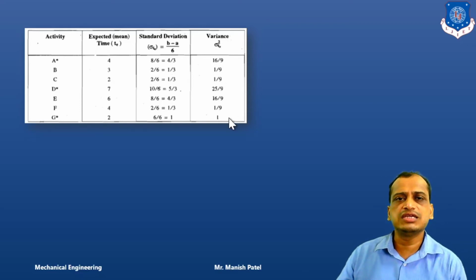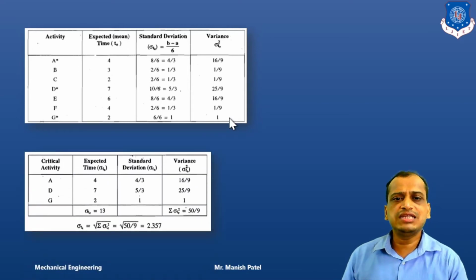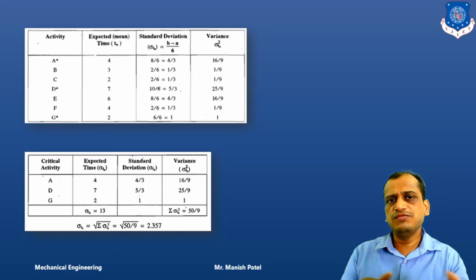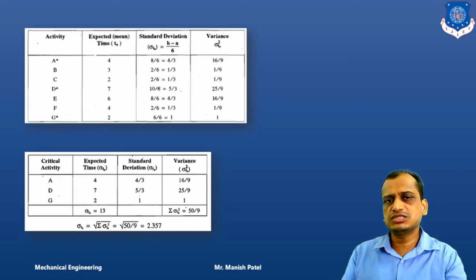So we got the variance as well. So what is the next step? What are the critical activities we have found? The critical activities are A, D and G. Right? So we will try to calculate the variance of those. We have already calculated, we will just summarize them.